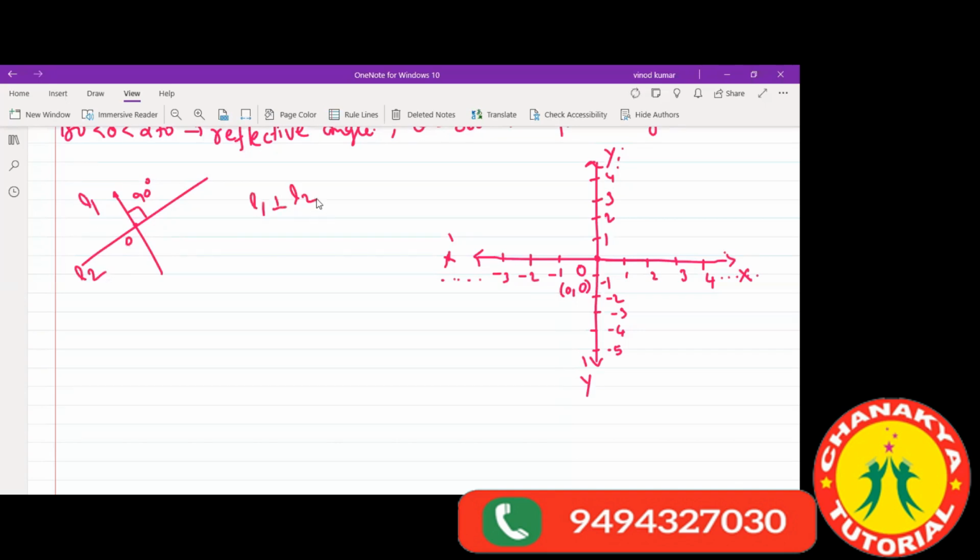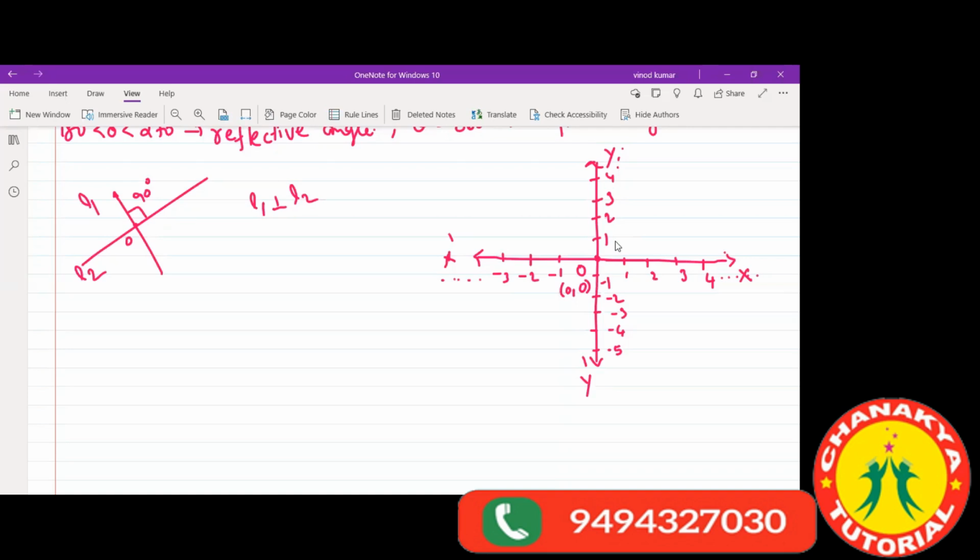So here also the x-axis and y-axis intersect at the origin and are mutually perpendicular. X is perpendicular to y and y is perpendicular to x. That means the angle between the x and y axes is 90 degrees. When two lines intersect at 90 degrees, those two lines are mutually perpendicular. Do you understand?